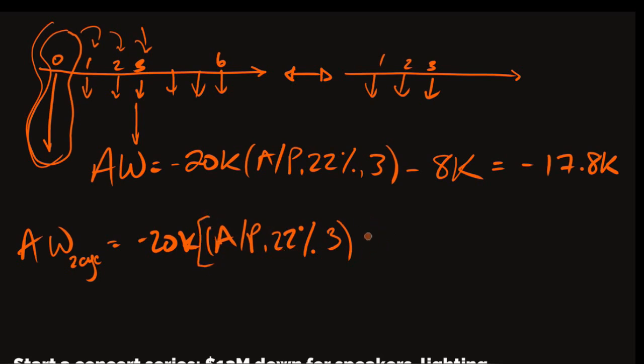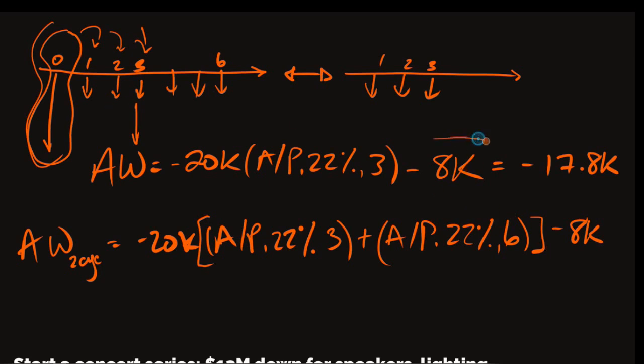So I'm just going to add that factor in here, which would be what? A given P, 22% for 6 periods, right? And that would include the 8K, that's the original. And it's going out from 0 to 6, but it doesn't matter because this is already, it does matter, but this is already for a 6-year. This one's for a 3-year period, this one would be for a 6-year period because it's annual already. Then you would find that it is also around 17.8K.